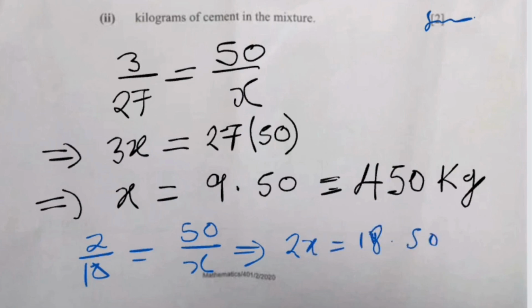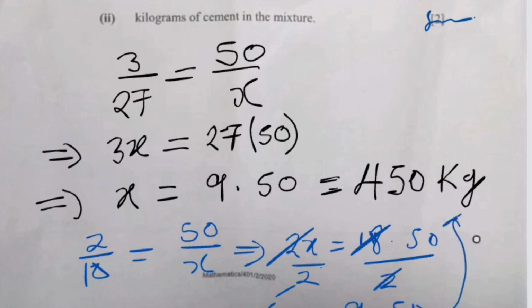18 multiplied by 50. We can divide throughout by 2, this 2 and 2 goes. So x is equal to, 2 into 18 is 9, multiplied by 50, which is just 450 kgs. So very simple. If we have 27 loads of stones, we are going to have 450 kgs of cement.